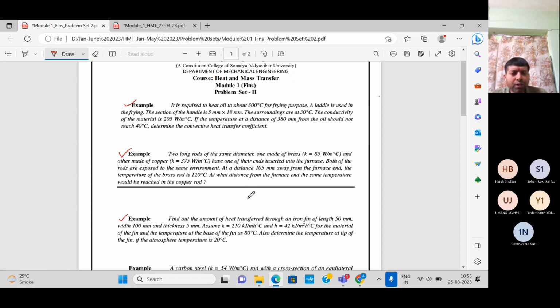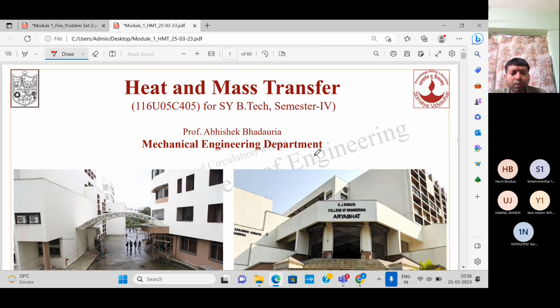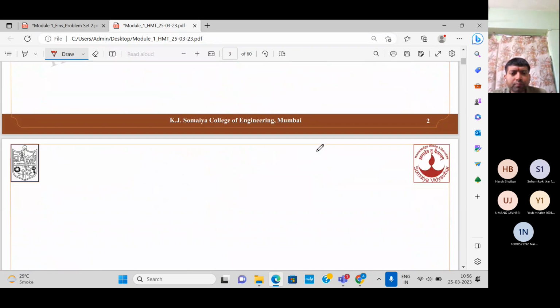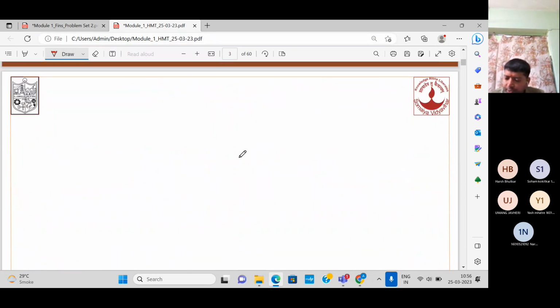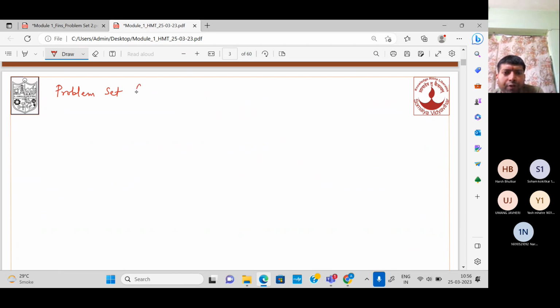So this is the problem. Now on the basis of the statement given in the problem, first of all, we will draw the sketch, so things will be more clear and then we will proceed. This is the problem set on fins. Now this is problem 2. Problems 1 and 3 we have already solved. This is problem 2.